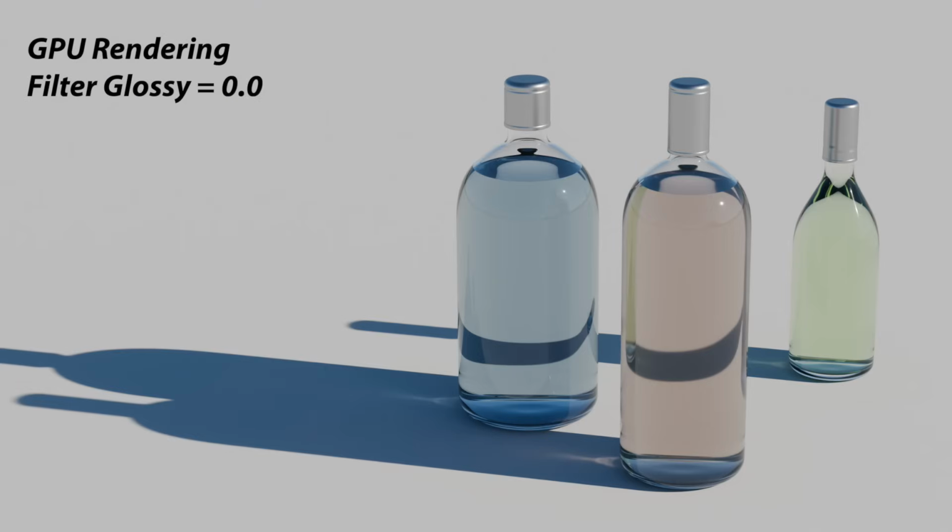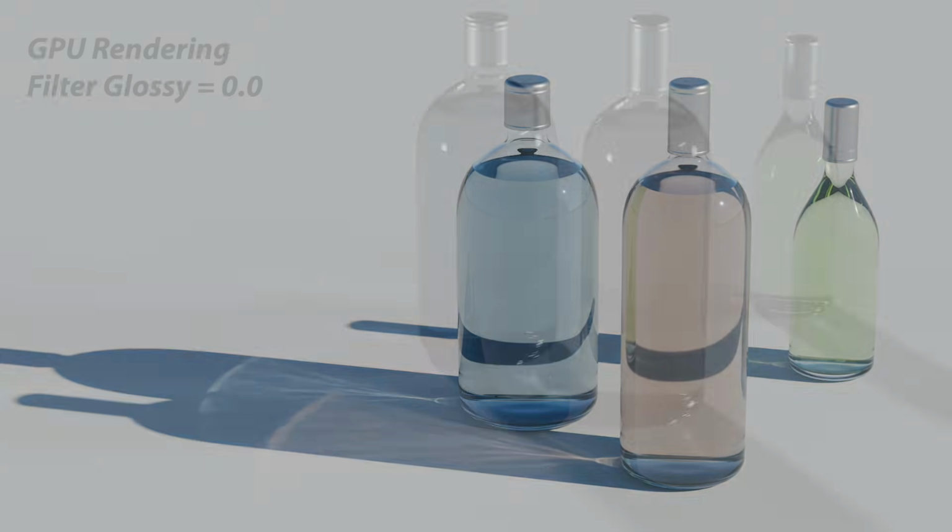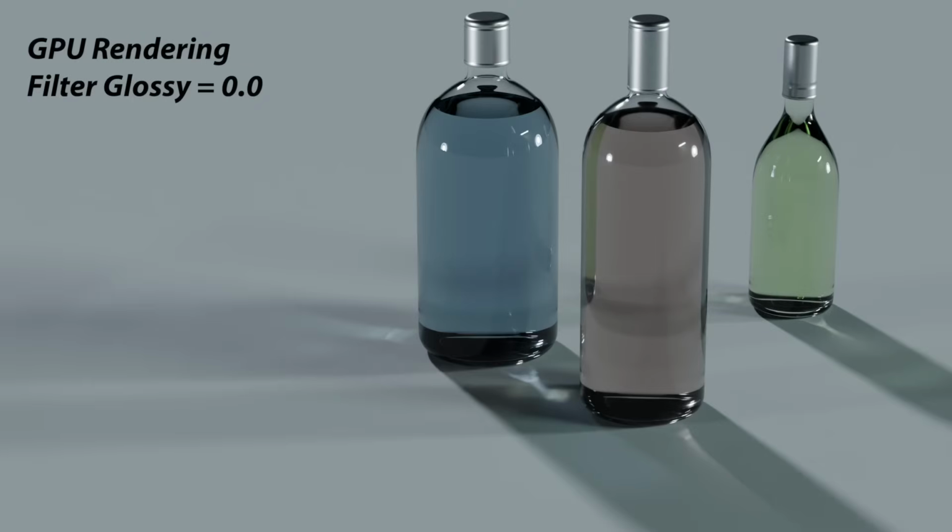Now, here's an interesting example. We get a little bit of caustics with GPU rendering, but as soon as we switch over to path guiding and CPU rendering, we get this. That's actually quite a bit of interesting detail that shows up when you're using path guiding with filter glossy set to 0.